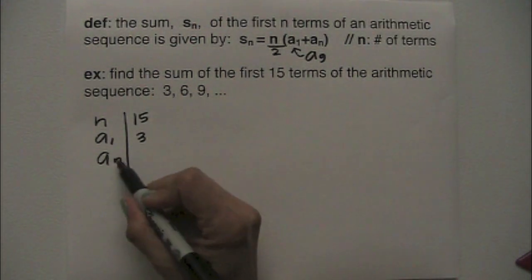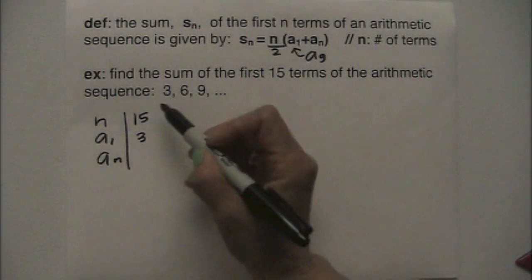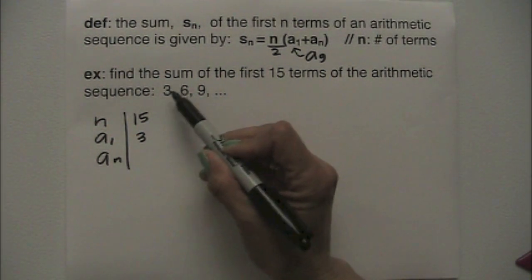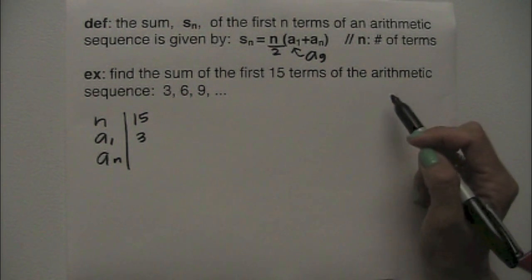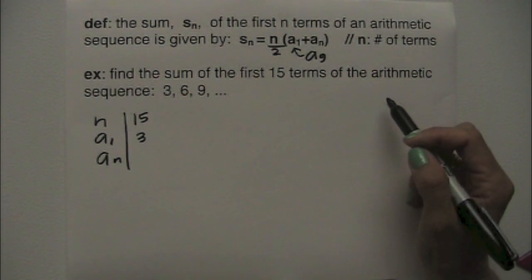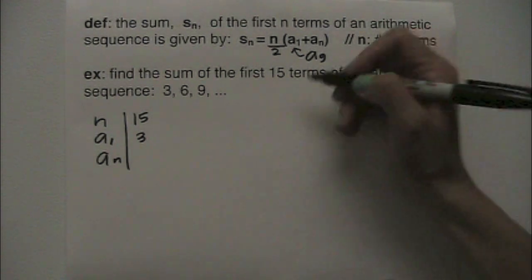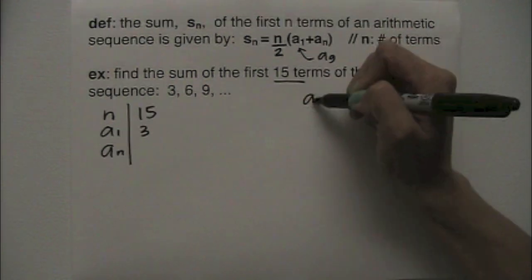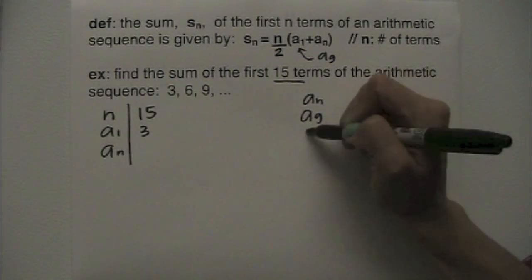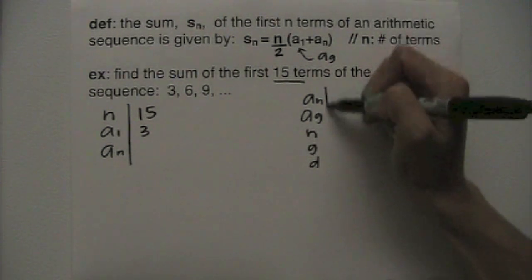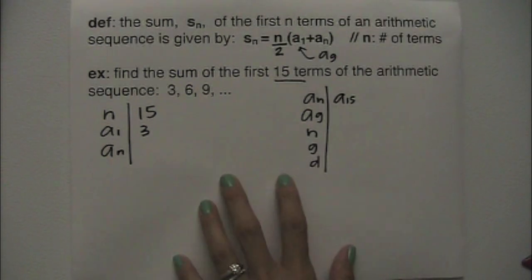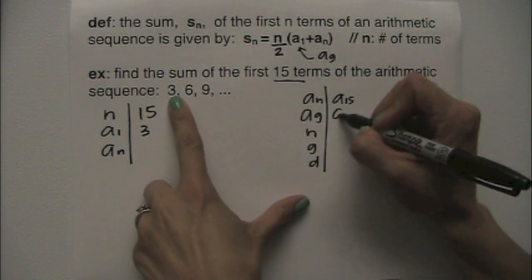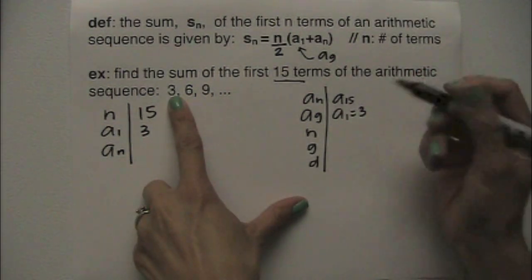But we don't have a sub 15, because that would mean, again, going from 3 to 6 to 9, you'd add 3, you'd keep going until you had 15 terms. We technically could do that, but instead I want to practice what we've been doing in this lesson. So we're going to look at another chart. So a sub n, a sub g, n, g, d. We want to find a sub 15. The first term you're given is a sub 1 or 3.